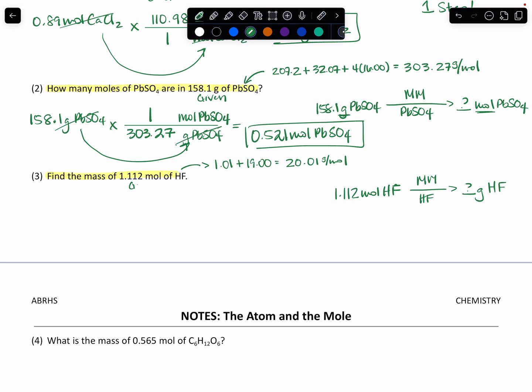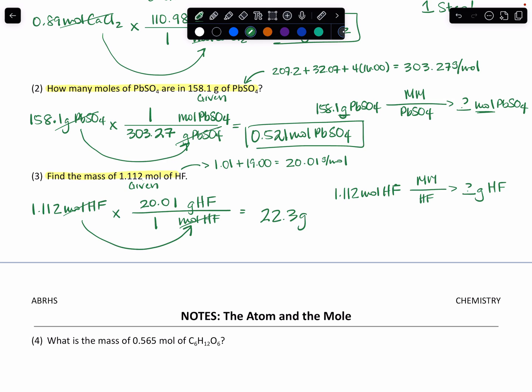Now I start with what I've been given, 1.112 moles of HF, and I'm going to use my conversion factor by putting those moles of HF in the bottom and grams of HF up top. And according to my calculation, 1 mole of HF has a mass of 20.01 grams. It's going to let me cancel those moles. I do my multiplication and I have 22.3 grams of HF if I have 1.112 moles.